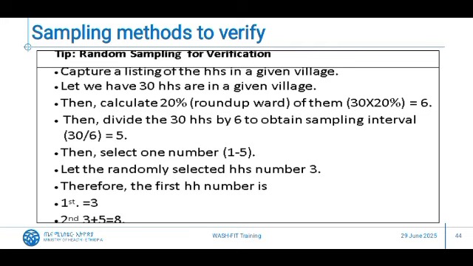Then calculate 20%, rounding up. 30 times 20% equals 6. Then divide the 30 households by 6 to obtain the sampling interval. That means 30 divided by 6 equals 5. Then select one number from 1 up to 5. Let the randomly selected household number be 3. Therefore, the first household number is 3. Second, 3 plus 5, 8.